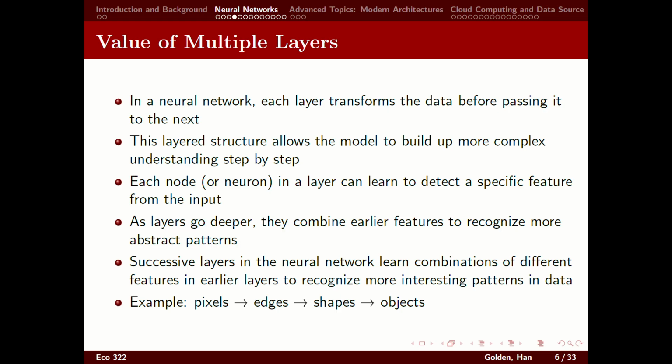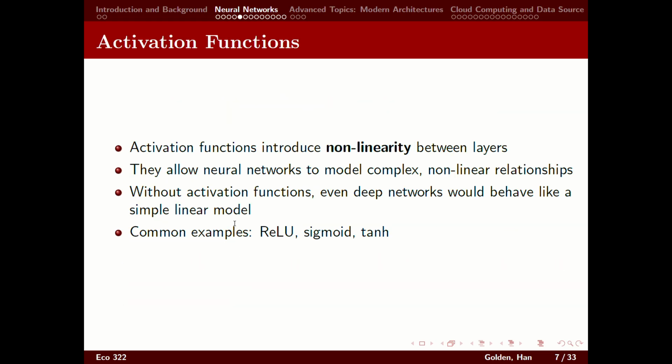Each node can learn to detect a specific feature from the input. As layers go deeper, they combine earlier features to recognize more abstract patterns. Successive layers in a neural network can combine combinations of different features in earlier layers to recognize more interesting patterns in the data. Pixels go to edges, to shapes, to objects.